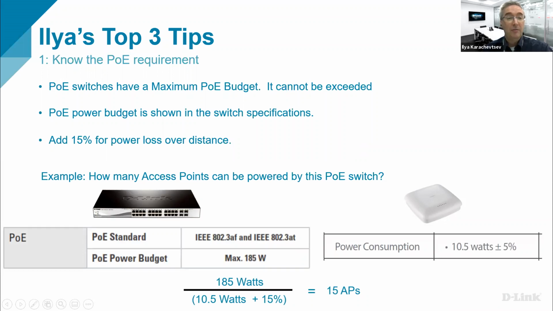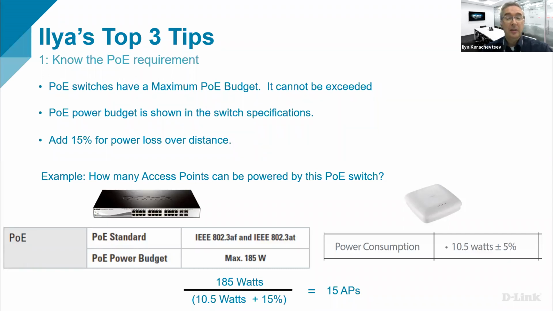So this is a snip from one of our switches from the data sheet, and you can see that it offers a PoE budget of 185 watts. That's just an average switch; we can go to 370 watts or even more, 740 watts switches. So in that case, if, for example, you want to estimate how many access points you can power with that particular switch, you go into the specs of your access point and have a look at what the maximum power consumption of that access point is. So in this example, we have 10.5 watts.